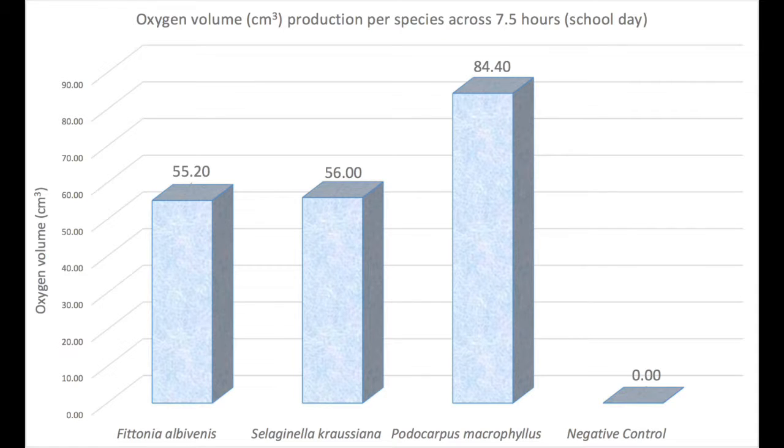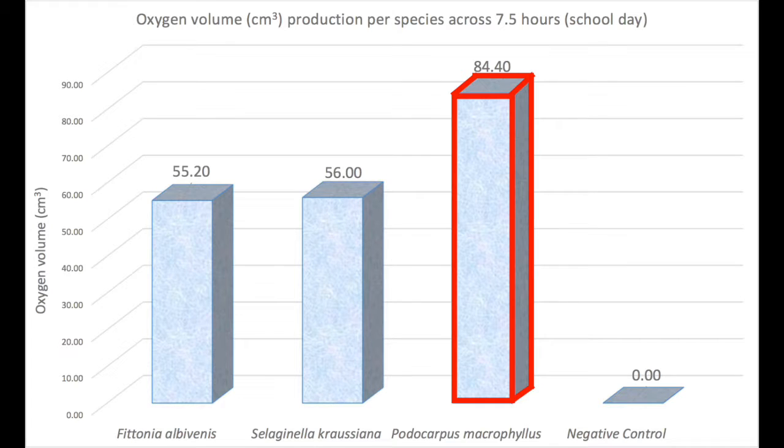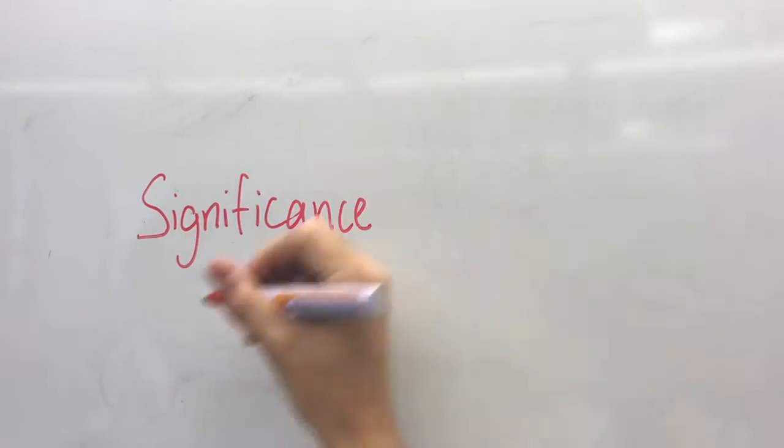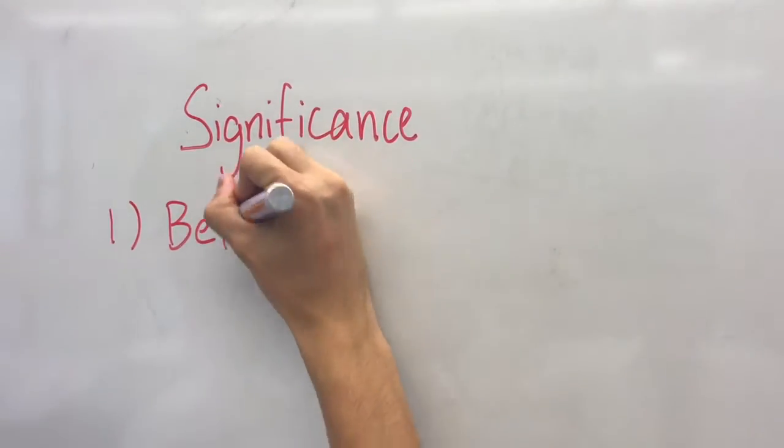We can see that out of these 3 species, Podocarpus macrophyllus produced the largest volume of gas, and therefore we can conclude that this is the species that is the best candidate for Green Classroom out of these 3. Our results are significant in 2 major ways. The first one is better learning.